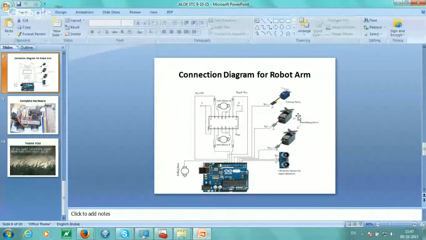Now I want to run the hardware project. Now ma'am, focus on the hardware.